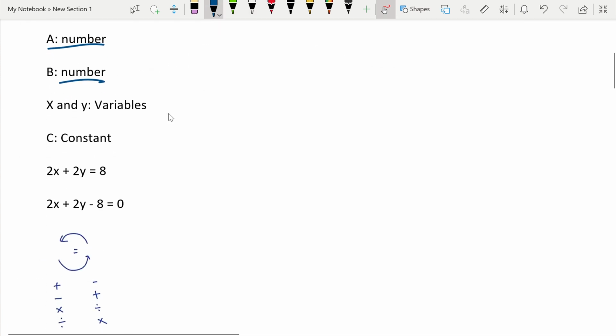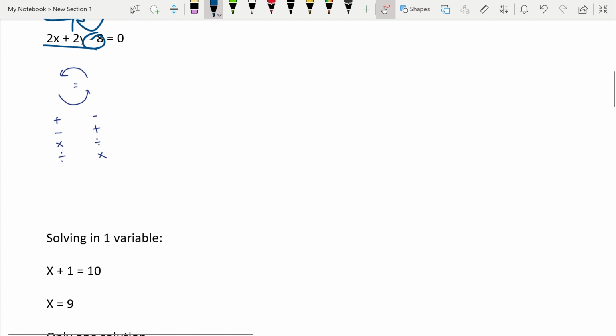2x plus 2y is equal to 8 is also that because 2x plus 2y minus 8 is equal to 0. Because if that's equal to 0, then when it comes on that side of the equal sign, it becomes minus. Plus going to that side will become minus, plus coming from that side will become minus, multiplication going to that side will become division, and multiplication coming from that side will become division too.